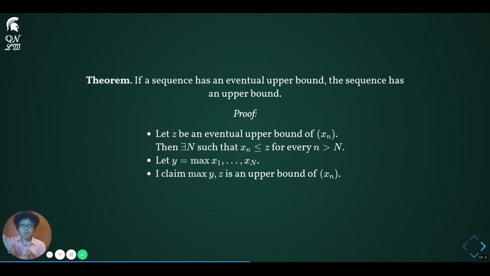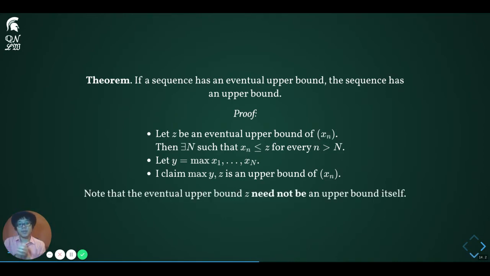Now, if we take the larger of y and z, I claim that this number is an upper bound of the sequence. Given any term in the sequence, either its index is larger than capital N or less than or equal to capital N. If the index is larger, then by assumption, we know that the term is no more than z, and hence no more than the larger of z and y. If the index is less than or equal to capital N, then by our choice of y, the term cannot be bigger than y, and the term is no more than the larger of y and z.